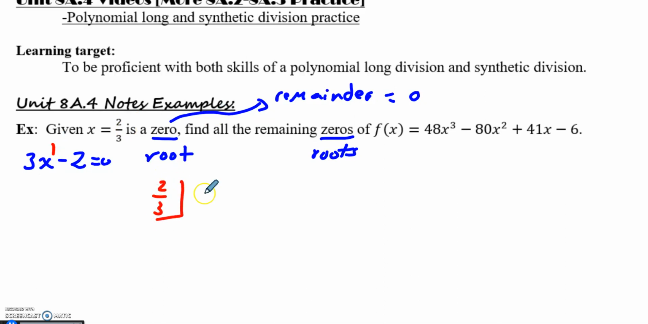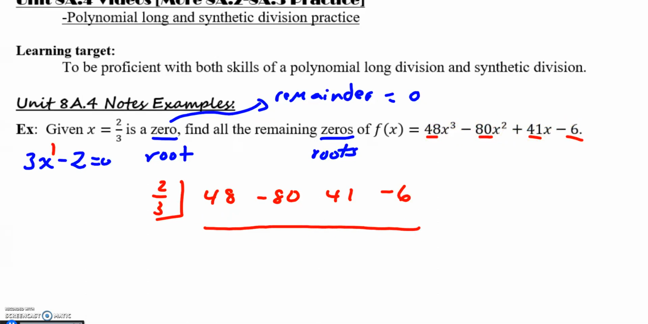So I can have 2/3 as my root, and I can copy all of the lead coefficients in order: 48, -80, 41, and -6. I am not missing any terms, so I do not need 0 as a placeholder. So if I were to start my synthetic division, I would first carry down the 48, and then I would multiply 2/3 times 48, so 3 goes into 48 16 times, 2 times 16 gives me 32. If I combine down -80 plus 32, I get -48.